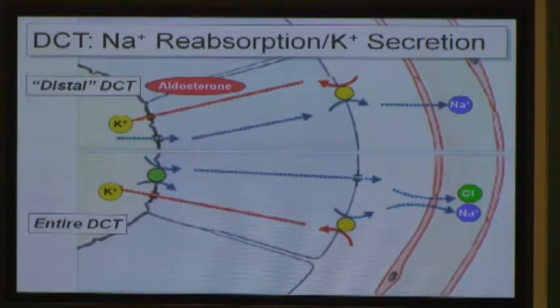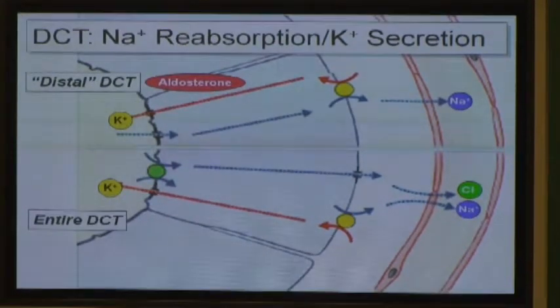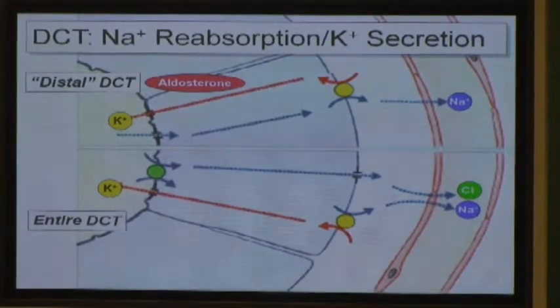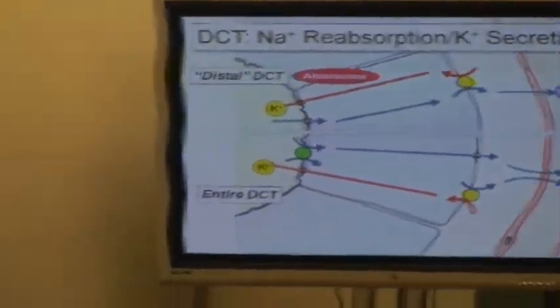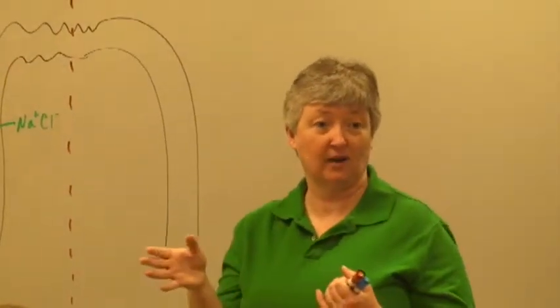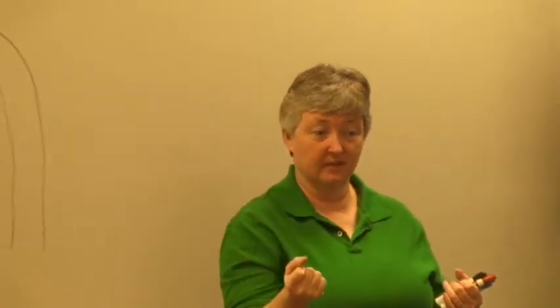Another thing that can cause aldosterone to be released is if potassium level starts to get too high. If your potassium level starts to get too high, your heart's going to stop. That's how they kill people by lethal injection. They paralyze them and then they shoot them full of potassium. So if your potassium level gets too high, your body will release aldosterone so that you'll pee the excess potassium.